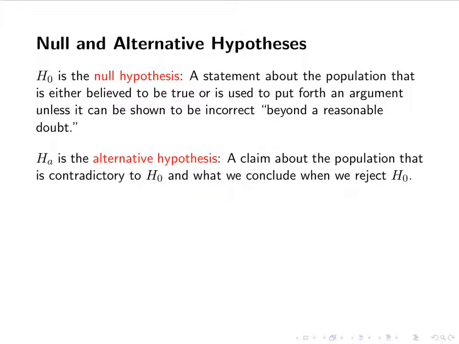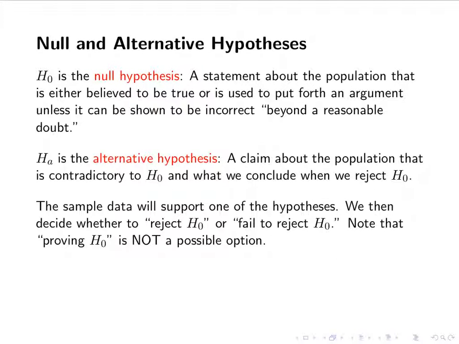H sub A is the alternative hypothesis. It's a claim about the population that's contradictory to H naught and what we conclude when we reject H naught, the null hypothesis. The sample data will support one of these hypotheses. Again, H sub A, the alternative hypothesis, is contradictory to the null hypothesis, so one and only one of them can be true. So the sample data will support one of them.